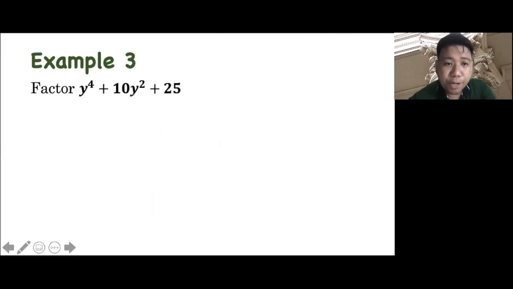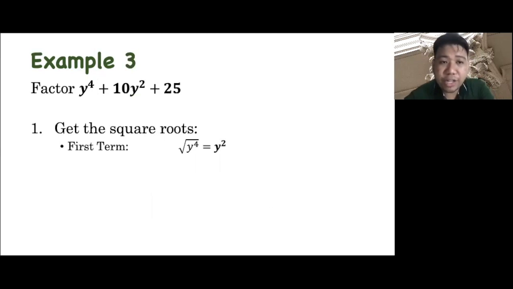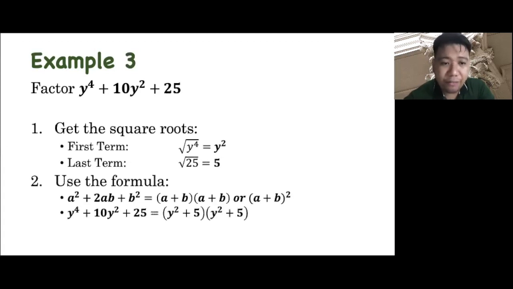So example number 3, we factor y raised to the 4th power plus 10y raised to the 2nd power plus 25. So ang first step natin, parehas lang, kukunin natin ang square roots ng first and last terms. So ang first term natin ay y raised to the 4th power, kaya pag kinuha natin ng square root nun, we will have y squared. Pag kinuha natin ang square root ng last term natin, which is 25, ay magkakaroon tayo na square root of 25 is equal to 5. And using the formula, we will have this answer.